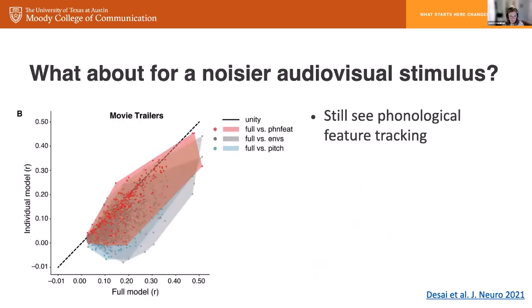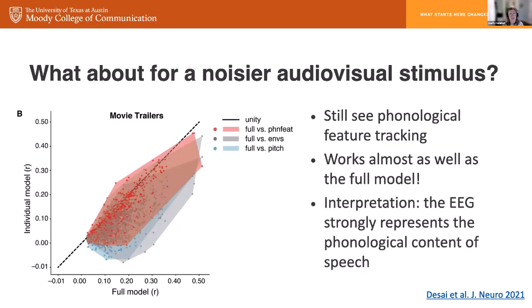And we still see phonological feature tracking. These R values are a little bit lower for this stimulus, but they're still quite good. And the phonological features by themselves work almost as well as the full model. So our interpretation for that is that the EEG is able to represent the phonological content of speech quite well, even though you have all of this extra background information going on.